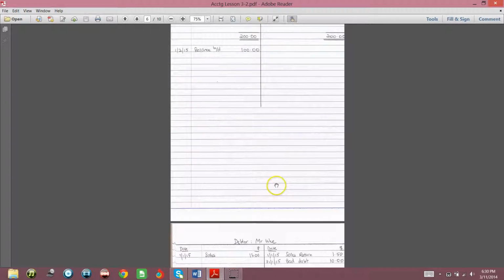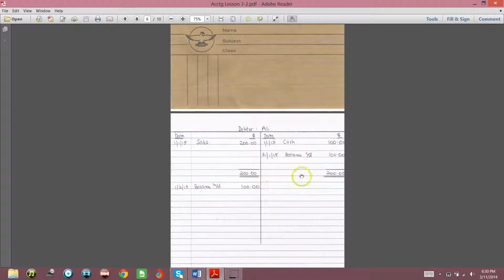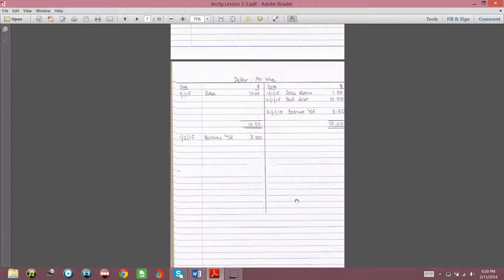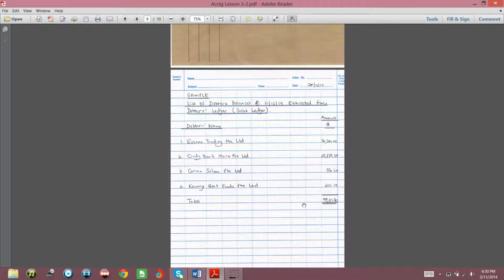So that means we expect this person taking care of the debtors ledger to do up all the individual debtors accounts, and all the information is extracted line by line from the book of prime entry. Then this person will also, at the end of the month or at the end of the year, list down all these debtors, a list of debtors extracted from the debtors ledger. So the boss will get this person doing the debtors ledger to extract all the balances every month.